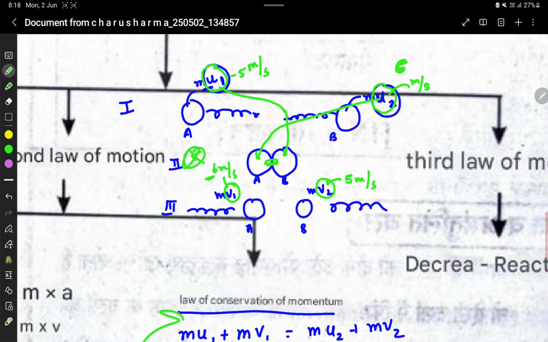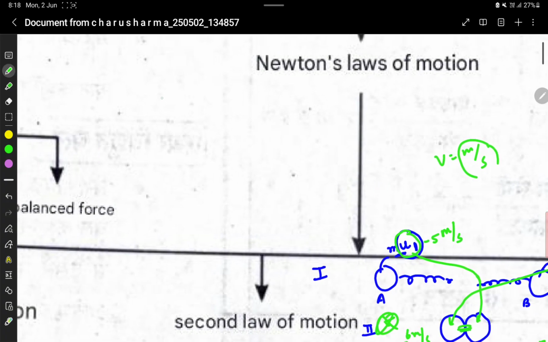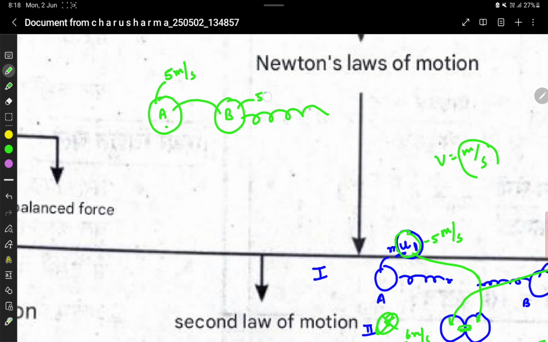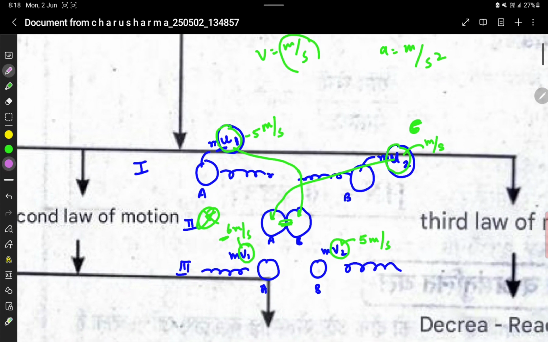The case is always going to be that, according to the law of conservation of momentum, ball A is going to transfer its speed to ball B, and now ball B will move with the same speed as A. Let's say A is moving with 5 meter per second. The moment it hits, ball B will also move with 5 meter per second. Here ball A hits ball B, so it has transferred its 5 meter per second speed to ball B.